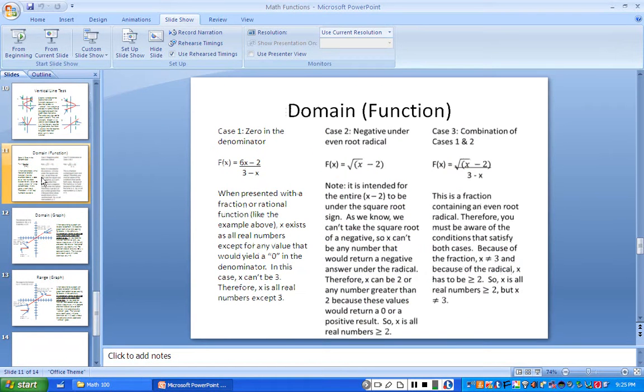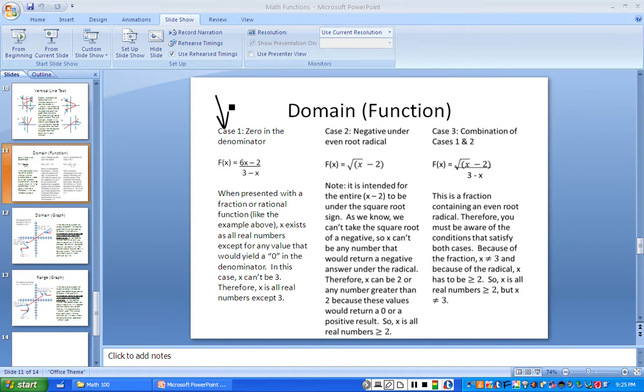Now domain. Alright, when we're talking domain, we're basically talking about three cases in particular. And what we're wanting to do is we're wanting to say, if I'm given a particular function, what can x be and what can't x be? What span of values can x be and what span of values can't x be? And so I've actually just broken it down into three main cases.